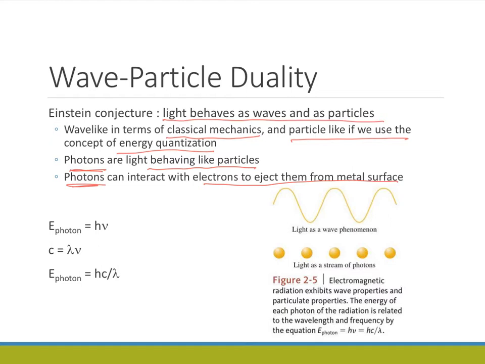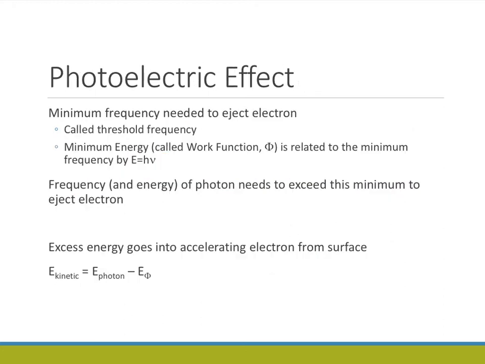All right, so the energy of the photon is equal to h nu. We know that c is equal to lambda nu, so the energy of the photon is equal to hc over lambda. We've already derived that equation, but it's nice to see these guys again because you will be required to know them and use them.